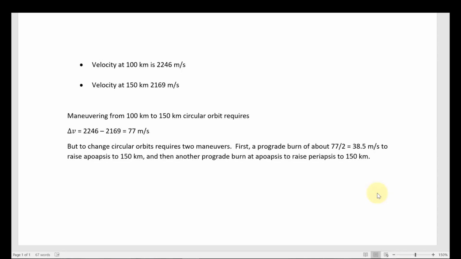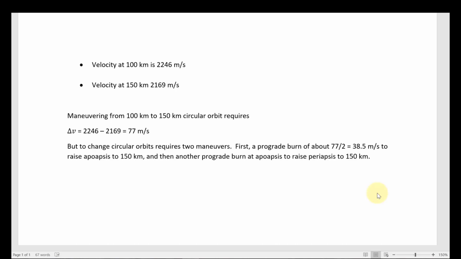So maybe before we end here, let's just have a little more fun playing around with this game. Let's look at how you actually change the circular orbit. In the game and in real life, changing from one circular orbit to another always requires two orbital maneuvers.